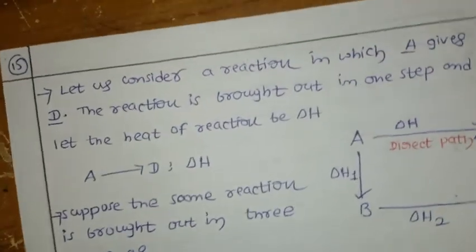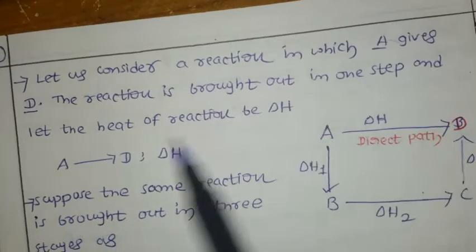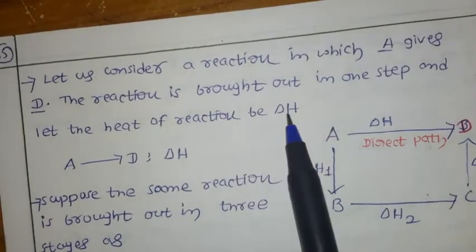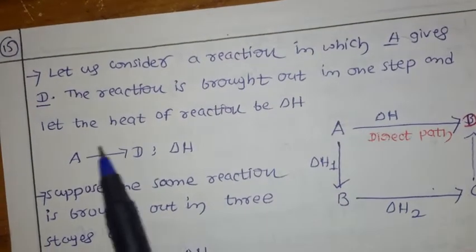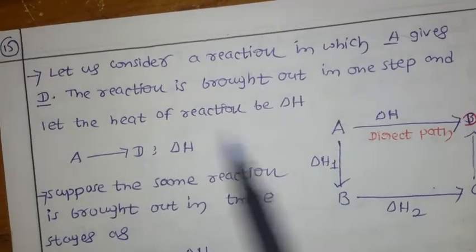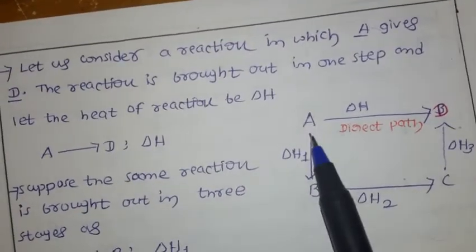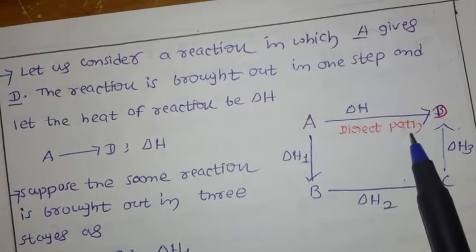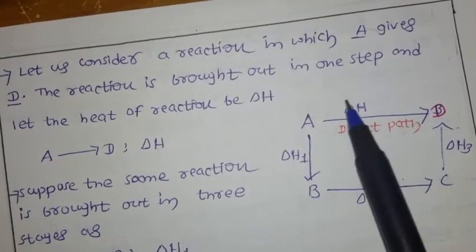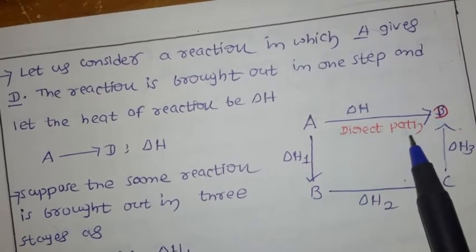Okay, let us see this with an example. Now I am taking one example. Let us consider a reaction in which A gives D. The reaction is carried out in one step, and the heat of reaction will be delta H. For example, A is converted into D. In the direct path, the enthalpy of that reaction is delta H. Okay, this is one way.